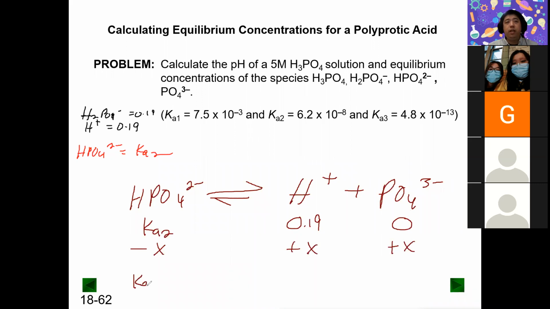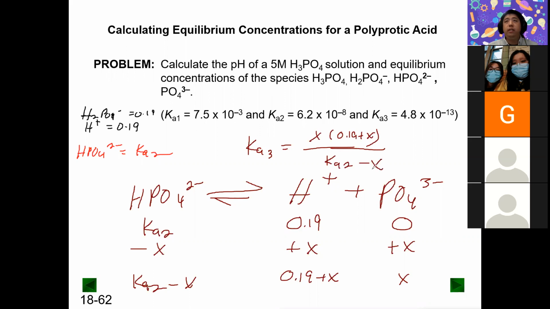Okay. And I always minus from this side, add to this side because this is 0. So this becomes Ka2 minus x. This is just 0.19 plus x. And then this is just x. So when I set up my equation here, I'm looking for Ka3, right? So I have Ka3. I know this is related to, I just drew an extra line there. So it is related to your x from your PO4 3 minus 0.19 plus x, and then Ka2 minus x on the bottom.